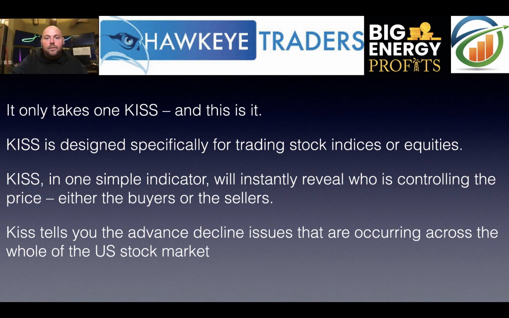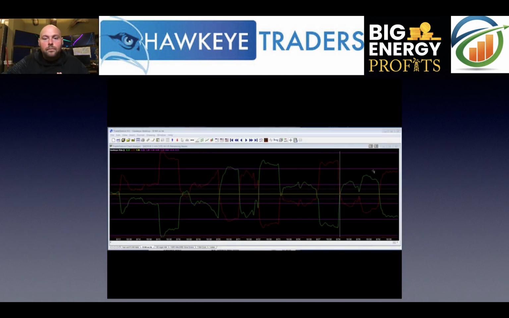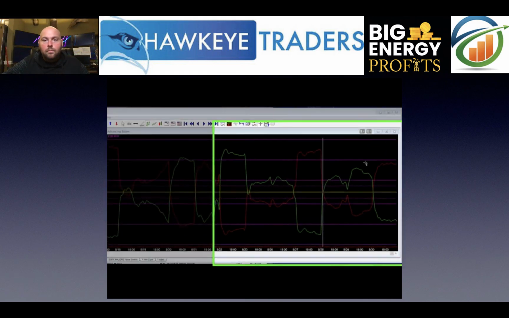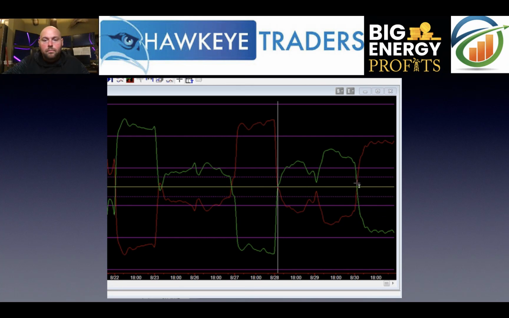That's the idea. A Hawkeye KISS indicator graphically shows whether there are more advancing or declining issues on all stock markets in the US. For example, here you can see the red line is increasing, which is showing you that there are more declining issues than there are advancing issues on all stock markets. The red line and the green line are just an inverse of each other.